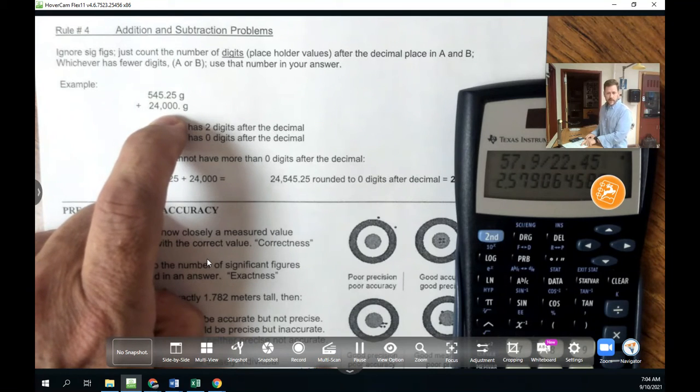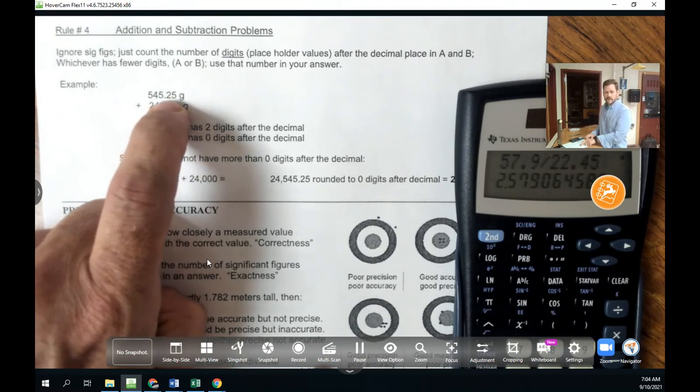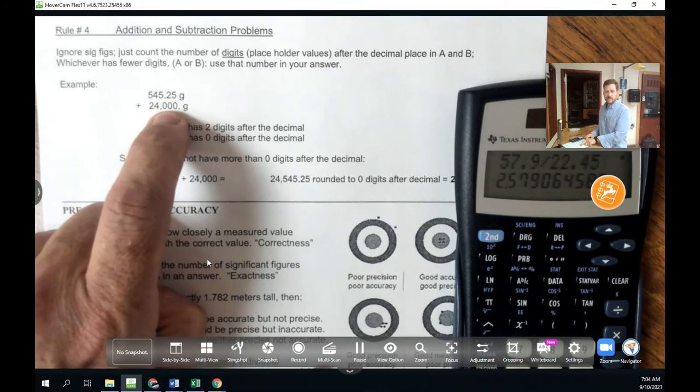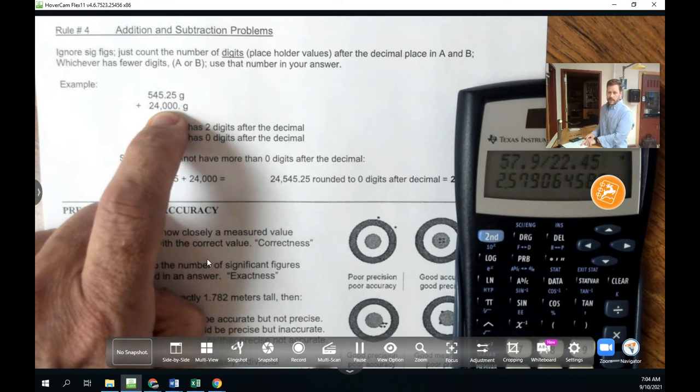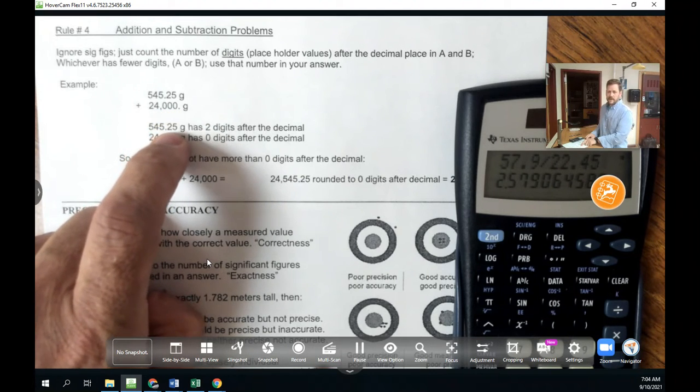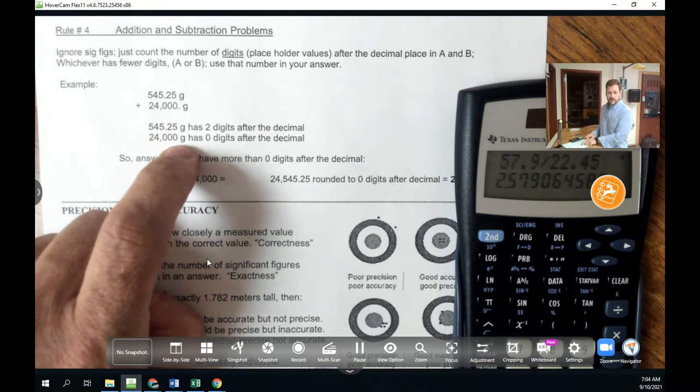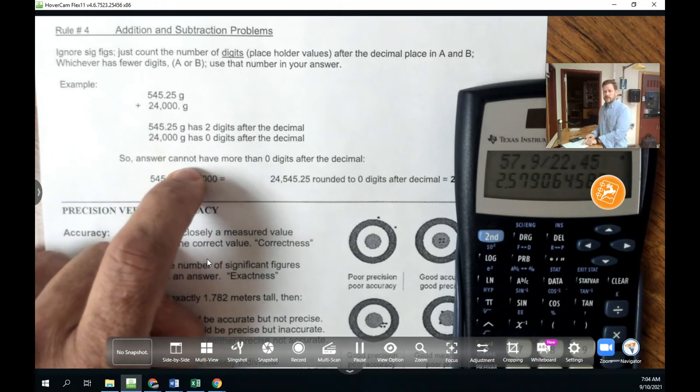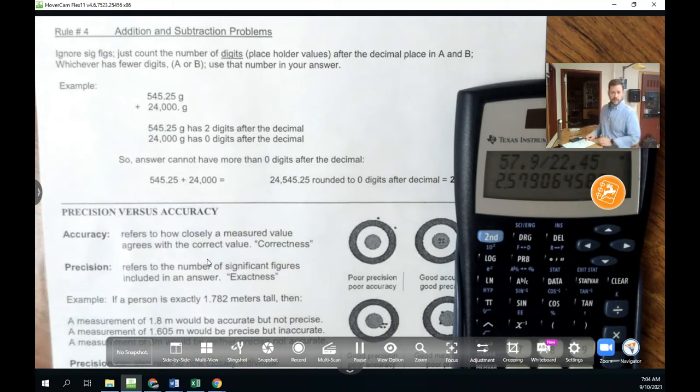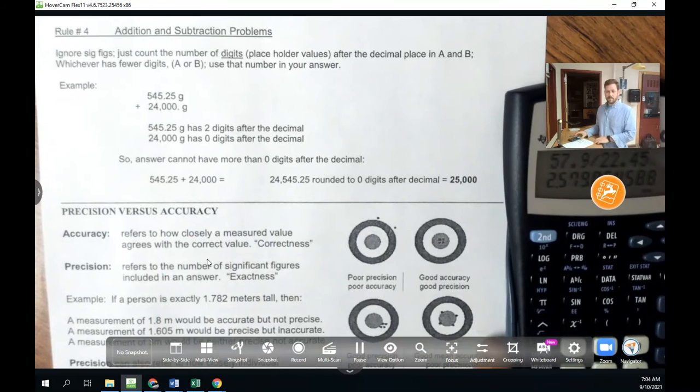But with addition and subtraction, it's more important to consider that while this is given to the nearest hundredth place, this is only given to the nearest whole number place. So we can't possibly report an answer to the nearest hundredth place. This has 2 digits after the decimal. This has none. So the answer cannot have more than 0 digits after the decimal. The idea is we're only looking at placeholder value, right? The least precise placeholder value we have here is whole numbers, and so our answer cannot have anything more precise than whole number values.